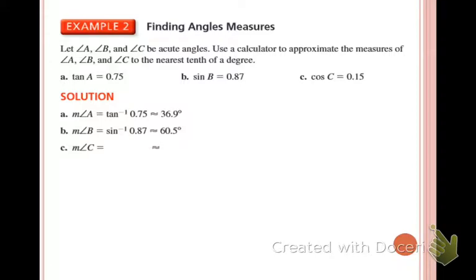Letter C, cosine of C equals 0.15. We're going to use the inverse, cosine to the negative 1 of 0.15. 81.4. Good. So that's not new information.